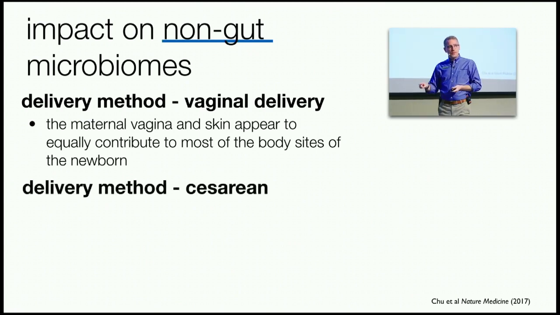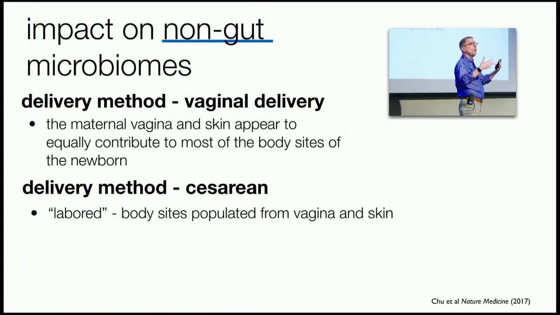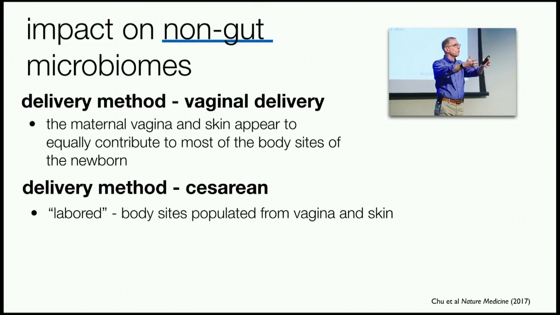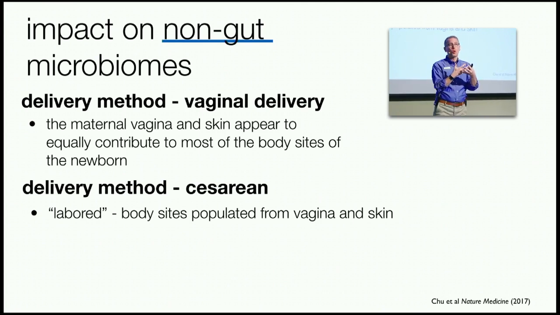If you're born by a cesarean section, it depends on what your labor was like before the C-section. If you had what's called a labored C-section, so you went into labor, your water broke, you started through labor, but the child was unable to navigate through the birth canal and you had to have a C-section, then the skin, because it moved partway into the birth canal, also has that vaginal bacteria on it, and skin bacteria from where the mother or the father or the caregivers hold the baby.